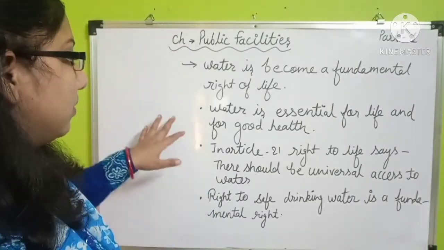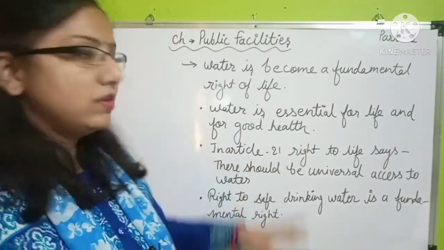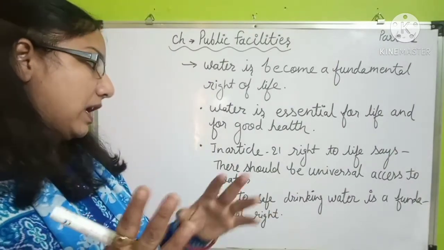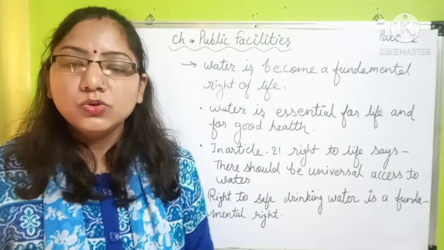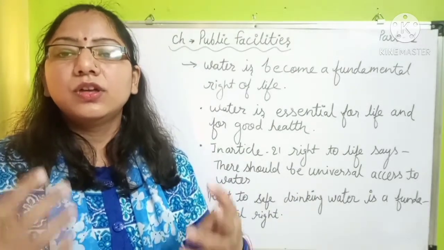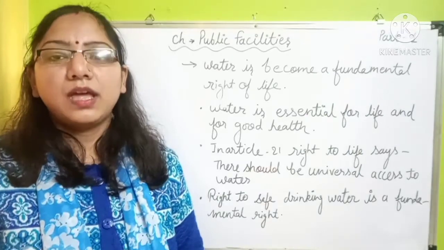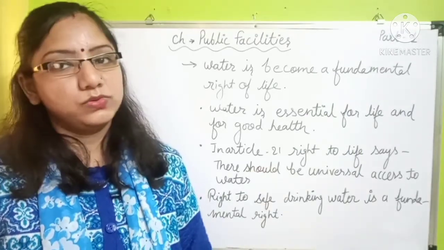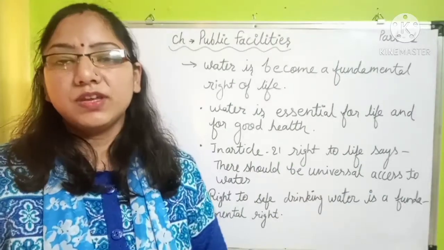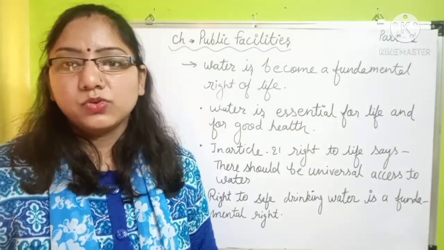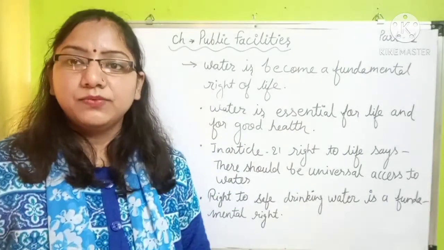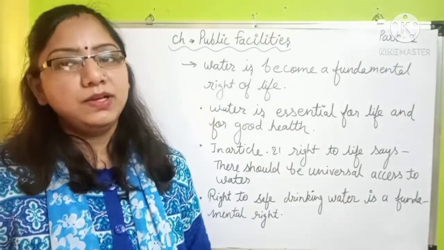Even we can say Article 21. In Article 21, there is the right to life, which speaks about the fundamental right in which we have a right to universal access to water. Means the human beings have their fundamental right that they can access water for their use. Even the right to safe drinking water is a fundamental right. Means everybody has the right to drink safe and pure water. So we can say water is known as the fundamental right of life. We will see more about it in our next topic, that is public facilities.